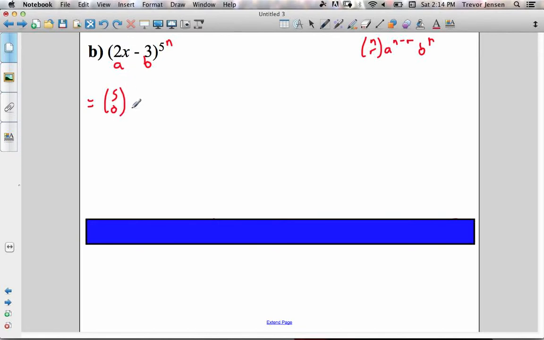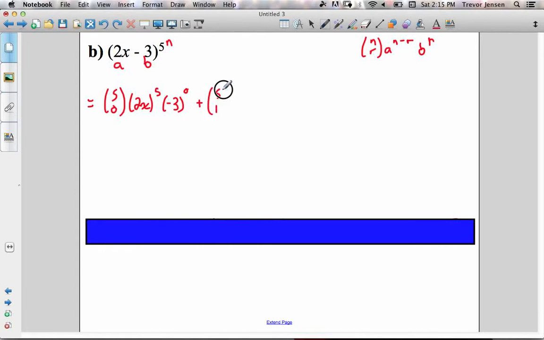And then our a value is 2x, so it needs to be 2x to the n minus r. So 5 minus 0 is 5. Make sure you put the 2x in brackets so you know the 5 has to be applied to the 2 and the x. And then our b term is negative 3. Don't forget that negative has to stay with that 3. To the exponent of r, and our r value is 0. There's our first term, plus the next term.